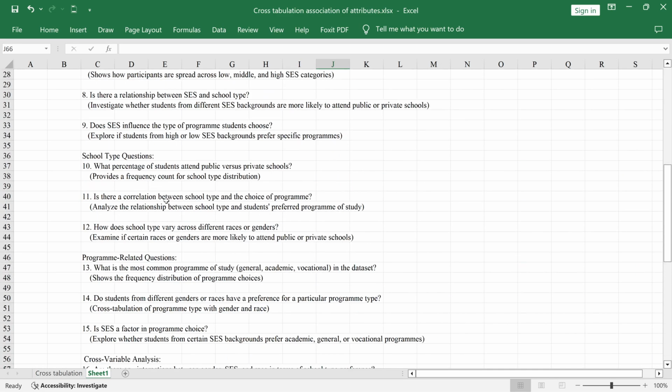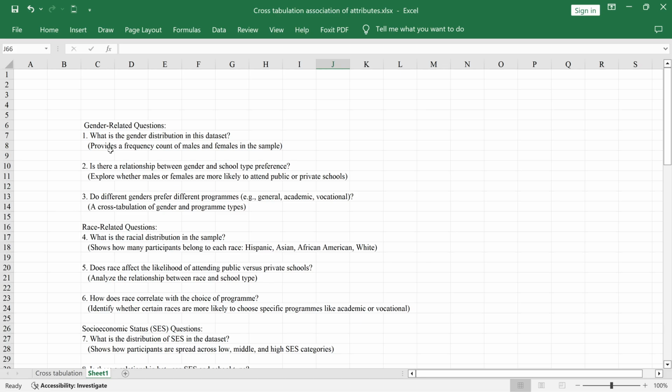You can see here that in the last session we already discussed what the gender distribution in the data set is. This type of question you can answer with the help of the previous analysis, that is the frequency analysis. Now in this session we are going to focus on the relationship between these two particular parameters.